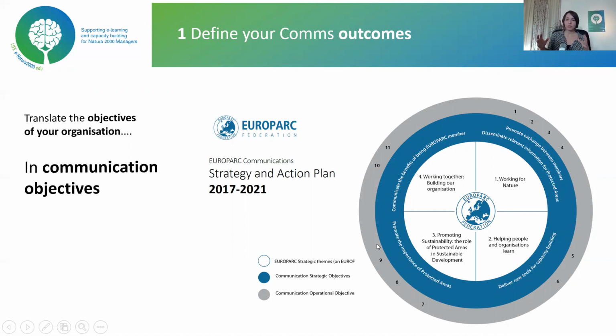Because there is a difference between thinking strategically and thinking operationally, we first made the connection between our objectives and the strategic objectives, what we really want to capture with Working for Nature. So we want to promote the exchange between members, and we want to disseminate relevant information for protected areas. But if you are already an expert on creating smart objectives, you know that this is not very smart. It's just a help to translate it now into something more operational. And then we created several different operational, measurable objectives for each one of the communication strategic objectives that we found.